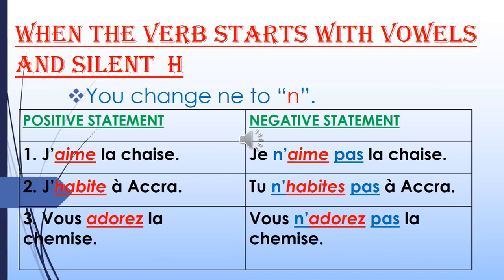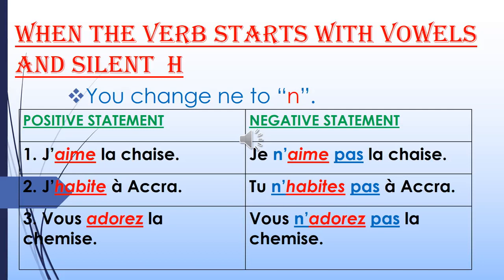We continue on slide 3. Slide 3 talks about verbs starting with vowels and silent H. As indicated on the slide, you change the ne to n apostrophe because the verbs start with vowels and silent H.